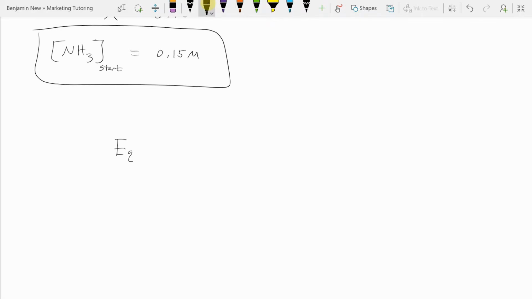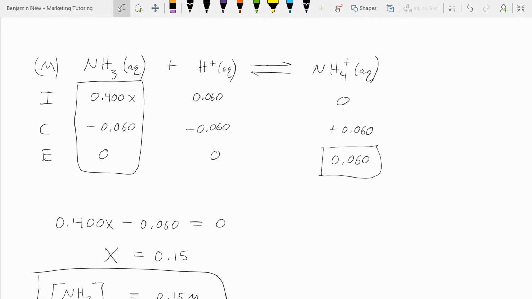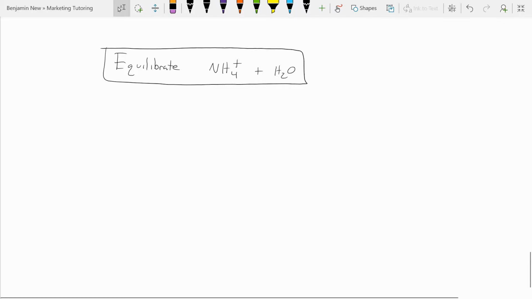So we are going to equilibrate the remaining NH4 plus in water. And it's not going to equilibrate much. You know, 1/100,000th of this 0.06 is going to go back to ammonia. So very, very tiny amount is going to go back. But on a pH scale, since it's a log scale, we're going to be able to detect that. So let's go ahead and do that.